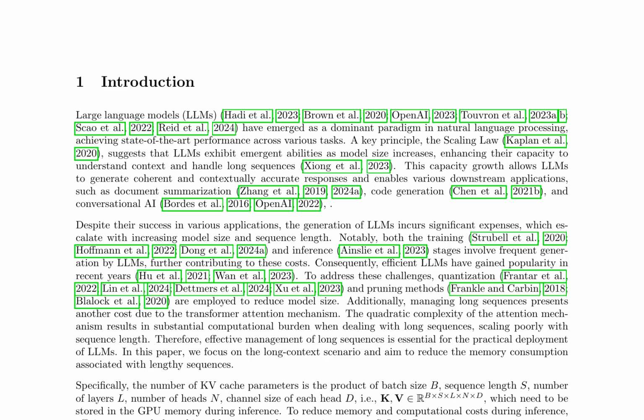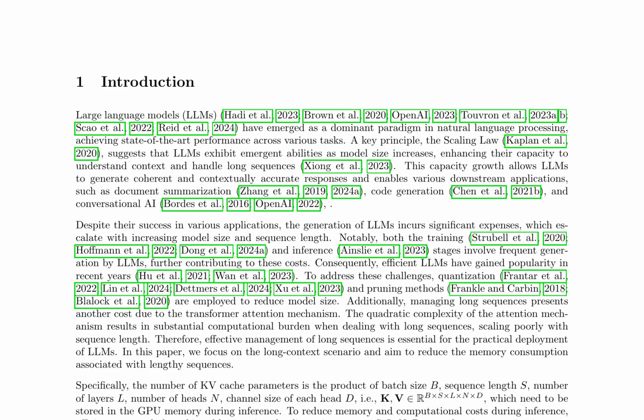This capacity growth allows LLMs to generate coherent and contextually accurate responses and enables various downstream applications, such as document summarization, code generation, and conversational AI. Despite their success in various applications, the generation of LLMs incurs significant expenses, which escalate with increasing model size and sequence length. Consequently, efficient LLMs have gained popularity in recent years.